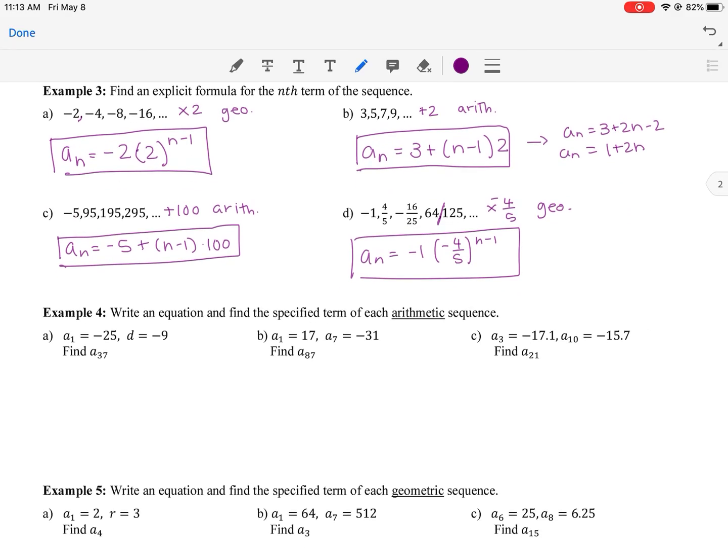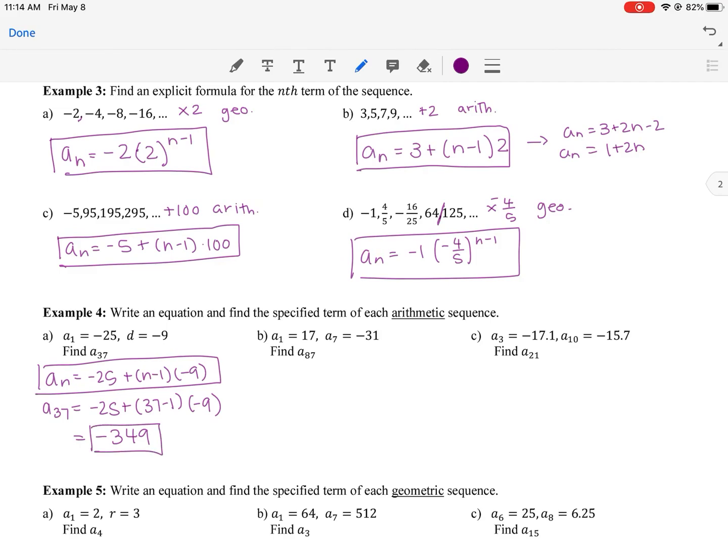Okay, write an equation and find the specified term for each arithmetic sequence. So in this first case, if it's giving you a d, we know, it says these are all arithmetic. We have a sub n equals -25 plus n minus 1 times the -9. So if I want the 37th term, I'm going to do -25 plus 37 minus 1 times the -9. At that stage, we've got our equation. I would just plug in your calculator, so like -25 plus, whether you want to do the parentheses 37 minus 1 or just do 36 times -9, we get -349.